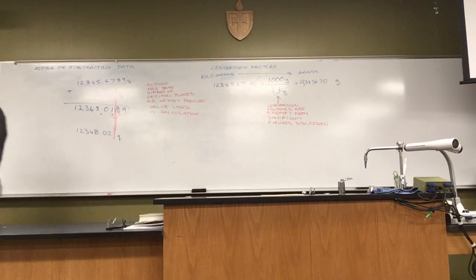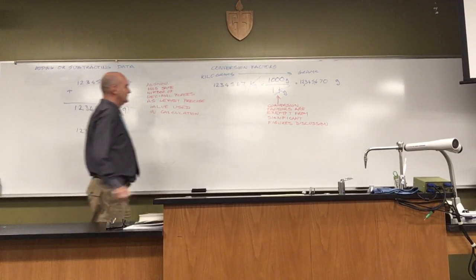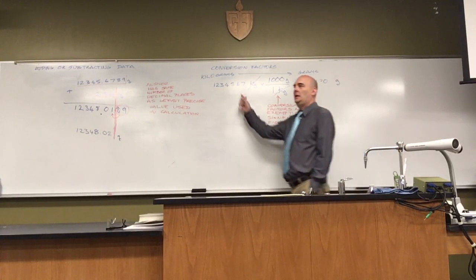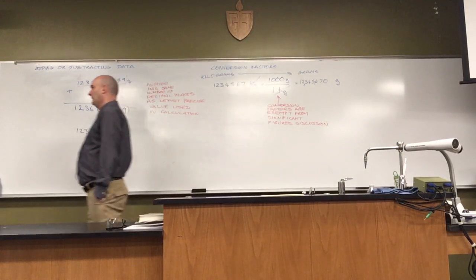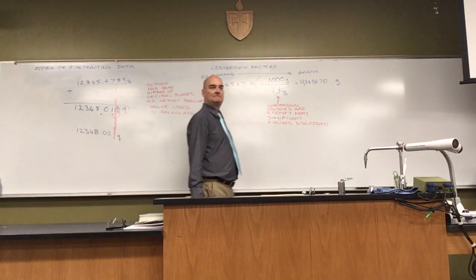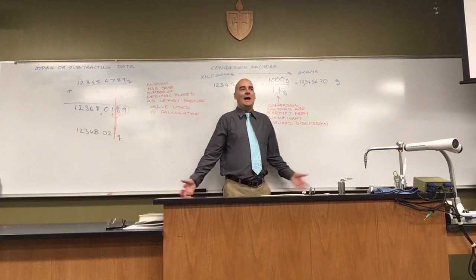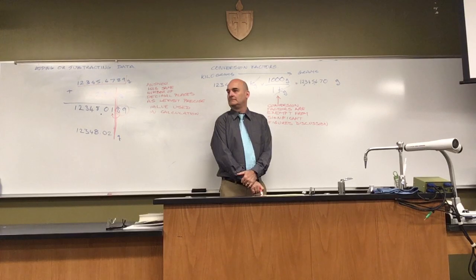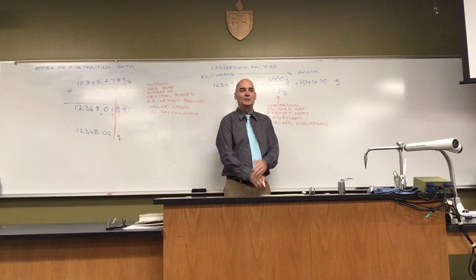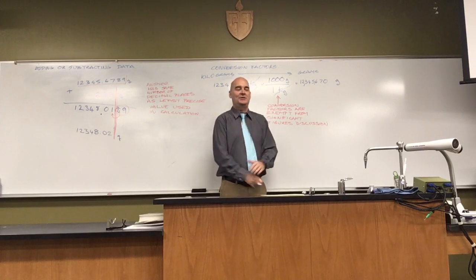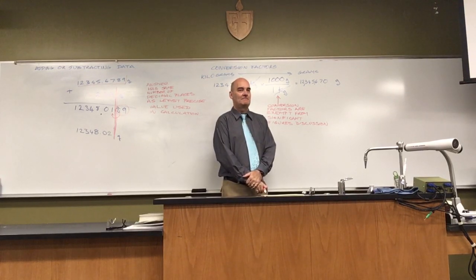Okay, so here's where it starts to get a little murky. How many significant figures are in my initial value? 7. How many are in my final value? 8. How could it go up to 8? I'm not allowed to do a mathematical function and improve the precision of my answer. It's not possible.